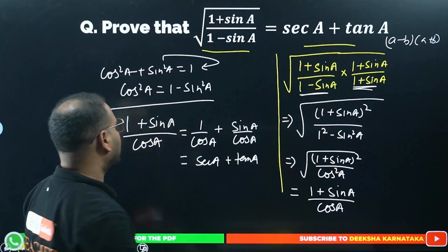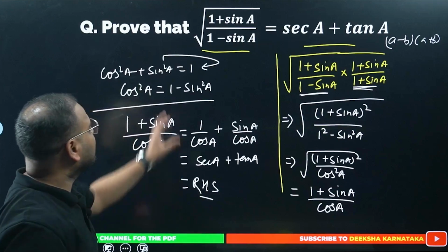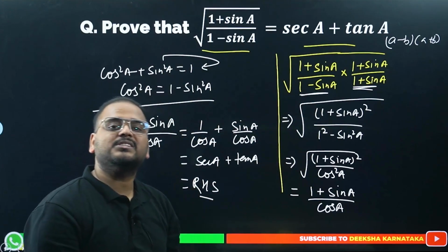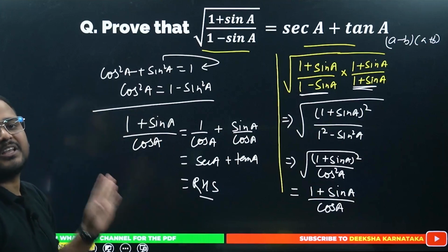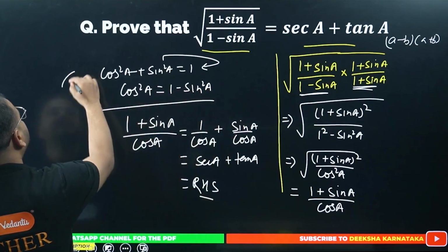Proved equal to RHS. The question was to prove that this is that. I have taken LHS and proved it equal to RHS. The question is over. Very, very simple. What did we do? Rationalization and using the identity.